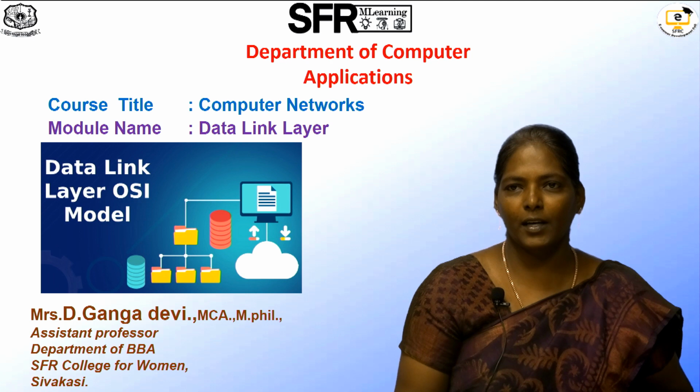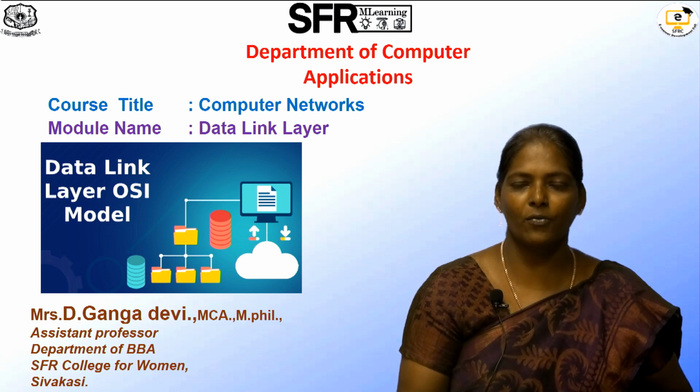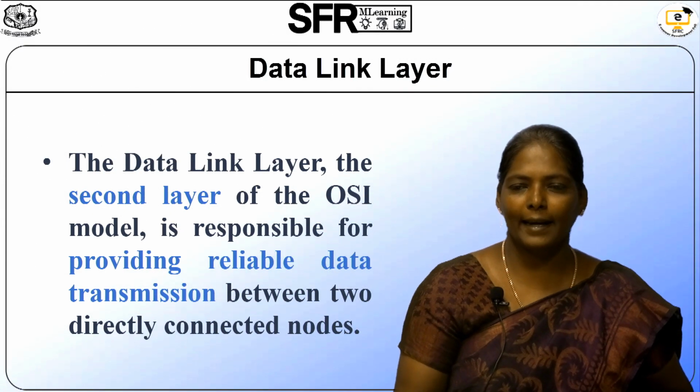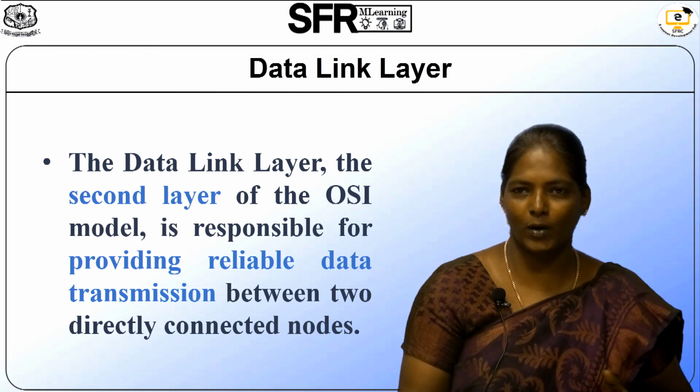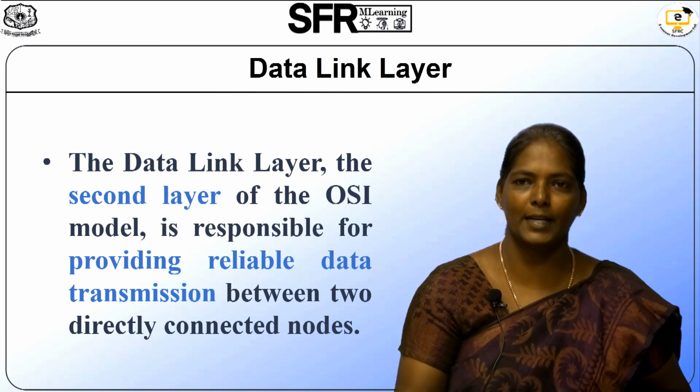Through this tutorial we are going to see what the functionalities of the data link layer in computer networks are. So what is a data link layer? The data link layer is the second layer in the OSI model. It is responsible for transmitting data from one system to another system without any error.